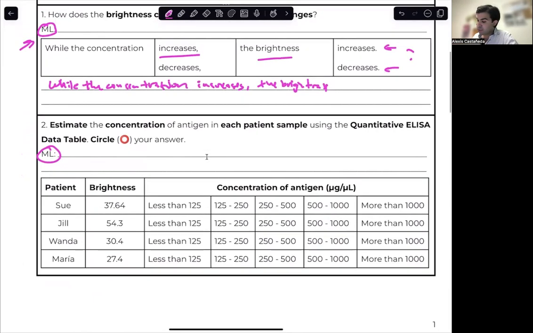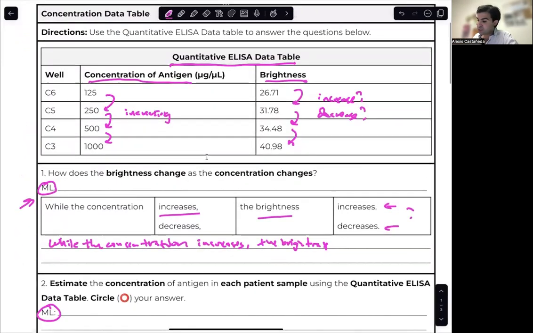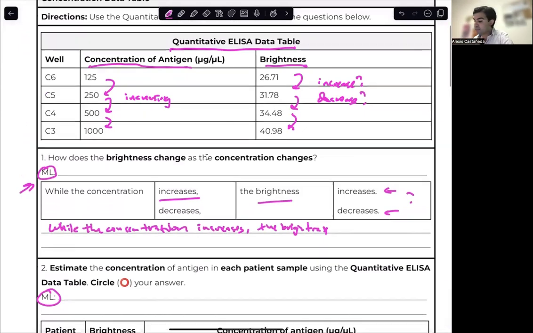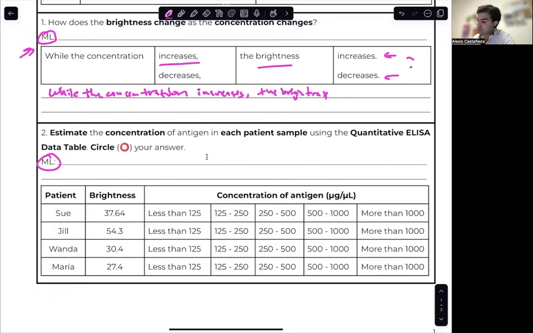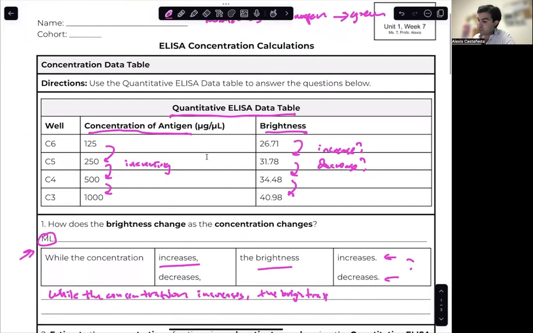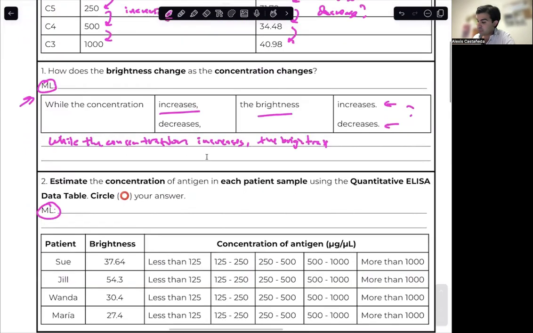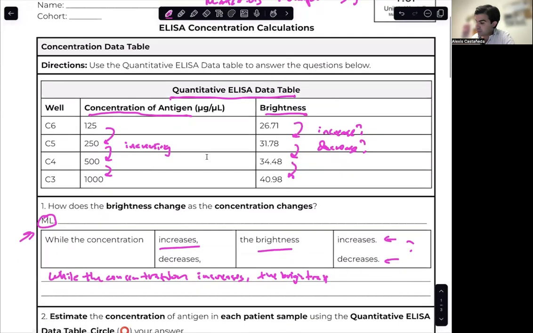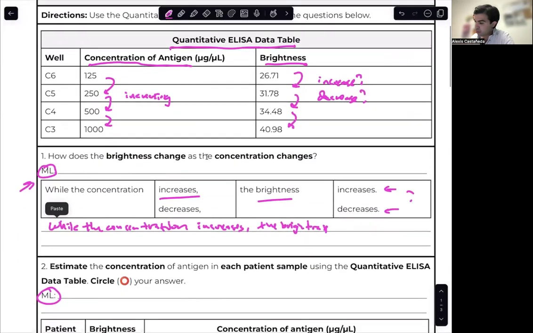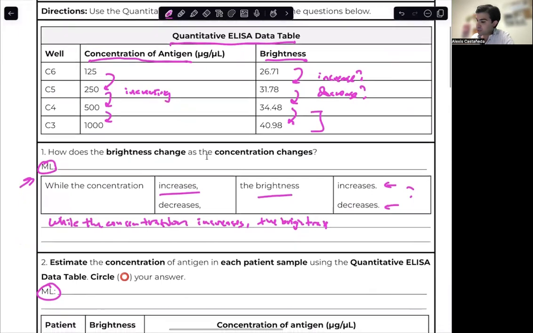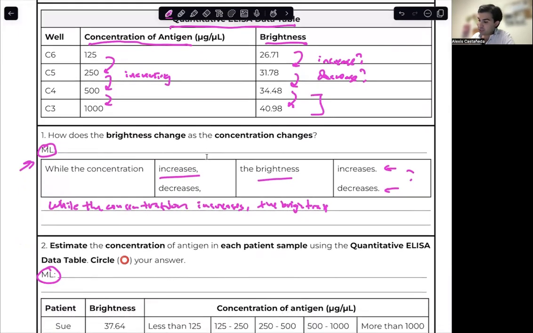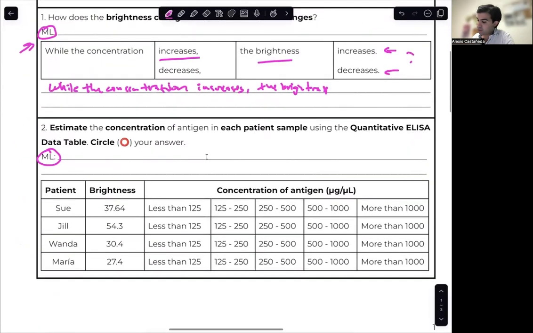So what you're going to do here is you're going to use this information from here to help us estimate the patient samples. So here we have the standards that we use, but let's look at the patient sample. So here for Sue, we had a brightness of 37.64. So 37.64 is between 34.48 and 40.98. So it's between these two values, and that concentration is between 500 and 1,000. So what I will say is that Sue's concentration of antigen is between 500 and 1,000.